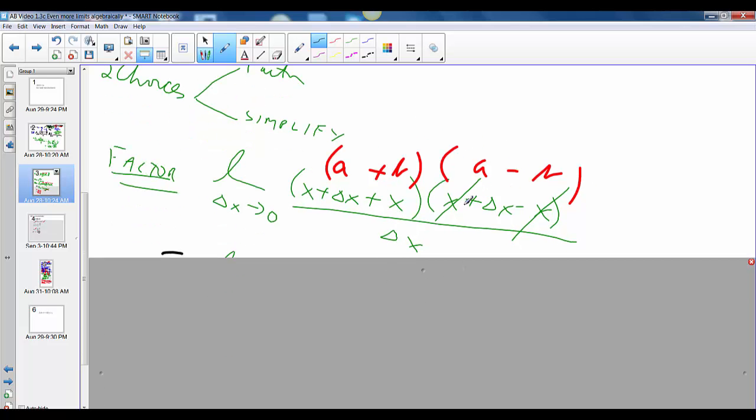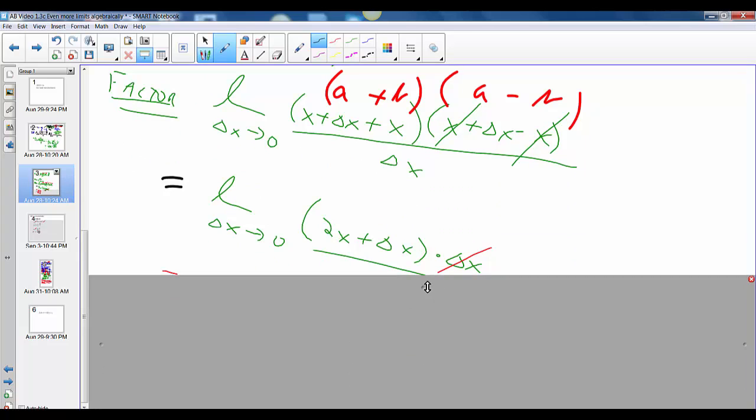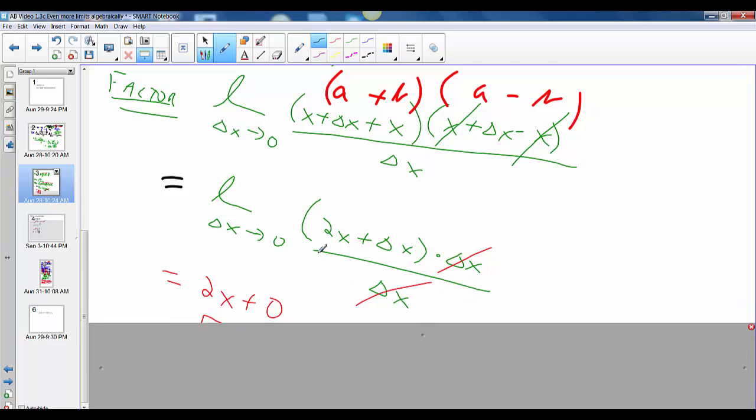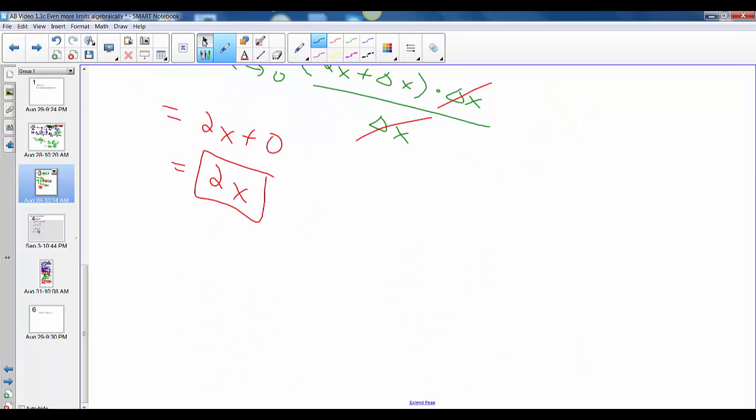What happens in this second parentheses is the x's cancel, leaving you with delta x times this parentheses over delta x. Well, the beauty of that, of course, is that the delta x's cancel. Now when I replace delta x by 0, remember it's not x that gets replaced by 0, I will get 2x plus 0, and a final answer of 2x.